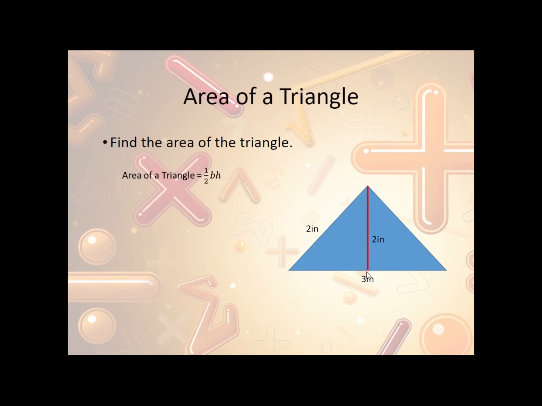So we can see that my base is 3, and my height from here to here is 2. So therefore, it's 1/2 times 3 times 2. Well, 3 times 2 is 6, and then half of that is 3. So my area is 3.